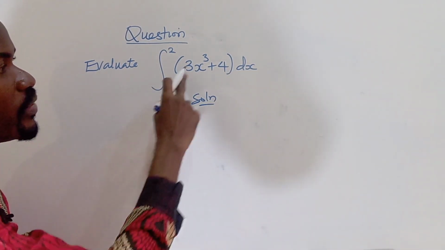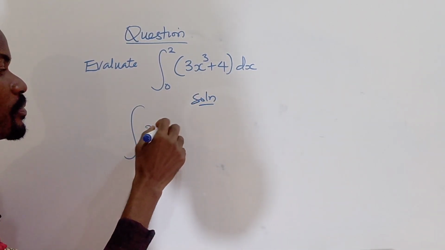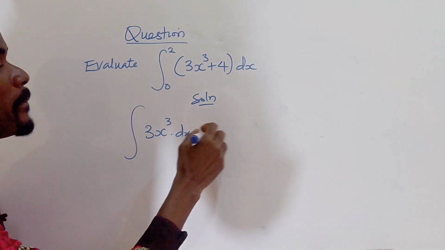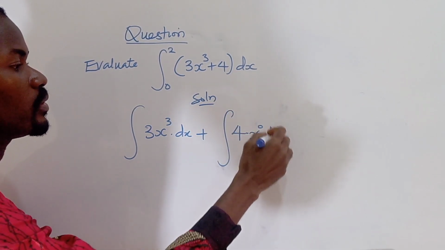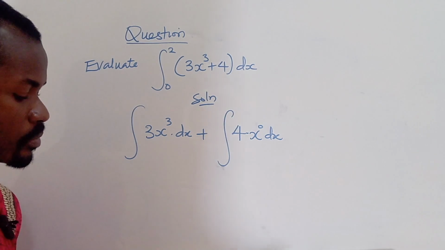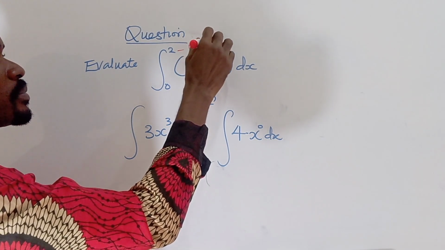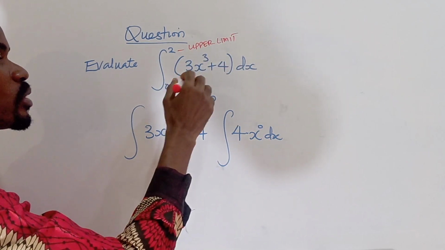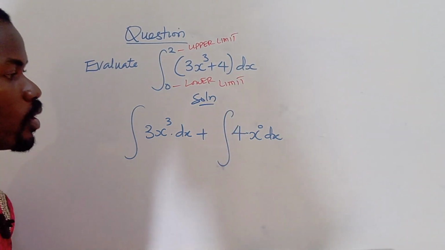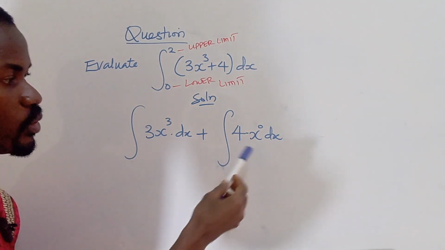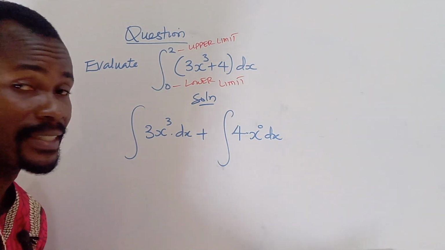Now, when you have to integrate a polynomial expression like this, you want to integrate this with respect to x, plus you want to integrate this. I can write 4 as 4 times x raised to the power of 0, with respect to x. You also have to remember that the equation gives us our upper limit and our lower limit. So by the time we work on the integration of these two terms, we can then apply the upper and the lower limit and take their difference.